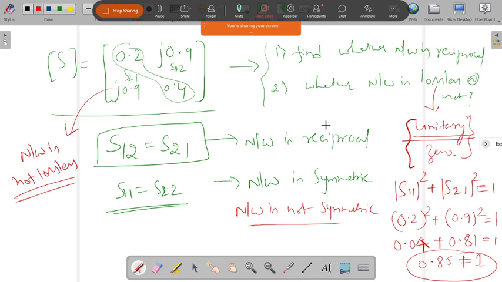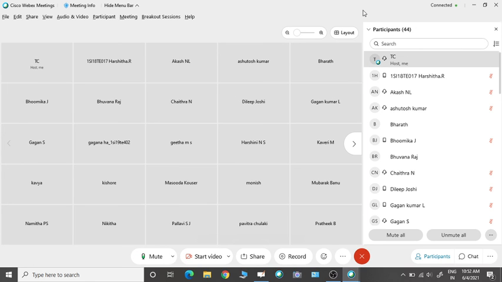So this is how we have to find out whether the network is reciprocal, symmetric or lossless. If it satisfies the unitary property, you also have to check the zero property. If that is also satisfied, then the network is lossless, otherwise the network is not lossless. This is one example of this type of problem, if any matrix is given and you are asked to find this. So this is about the properties and problems of this matrix.